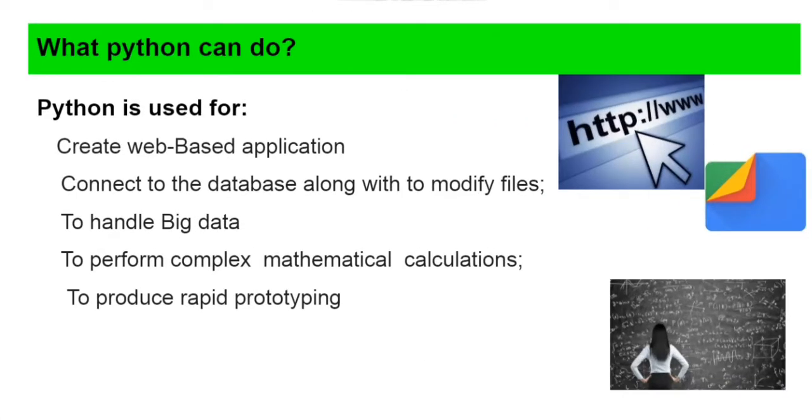So what can Python do? With the help of Python we can create web-based applications. There are a lot of frameworks, Django, Flask. A lot of frameworks are used, and we will explore these frameworks one by one. We can connect with databases using the Python language, and we can modify the files and the data which is stored in our database. That is why Python is used for desktop applications, where we can connect with the help of a database. So we can handle big data. Big data is everywhere.